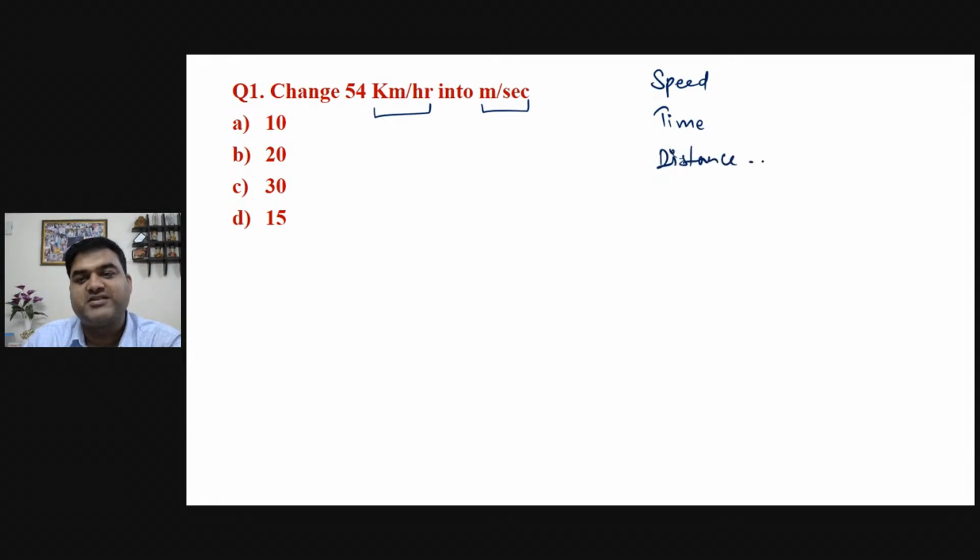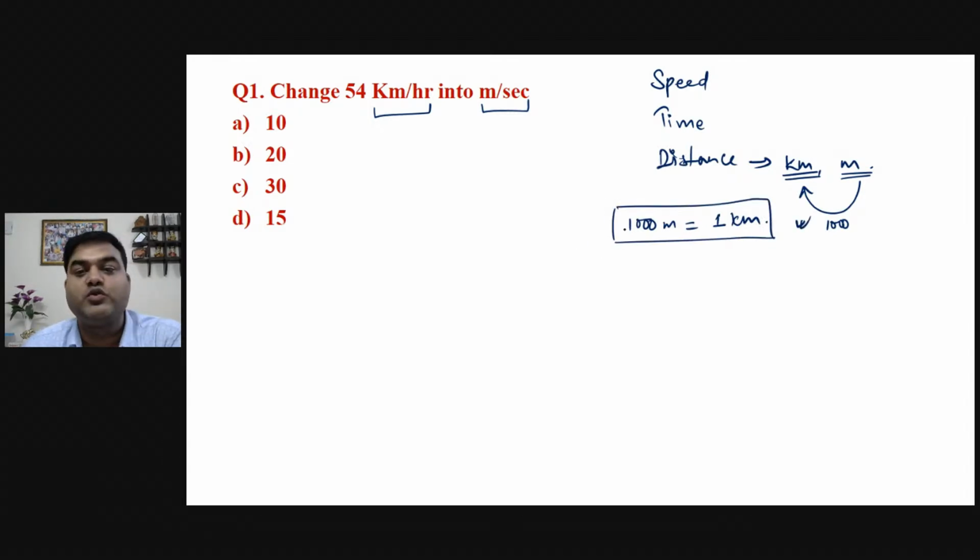right? Distance. So for distance, which units are frequently used? If we talk about the SI unit, it is going to be kilometer or meter. Normally kilometer or meter will be used, and you know the conversion, right? 1,000 meter is going to be equal to 1 kilometer. That is the basic of distance: how to convert meter into kilometer or kilometer into meter.